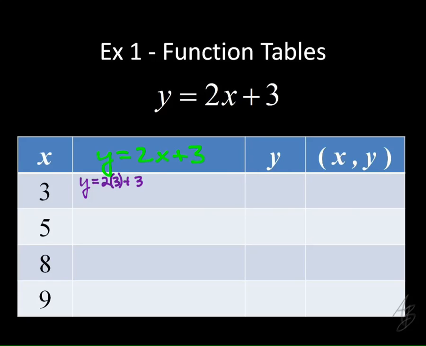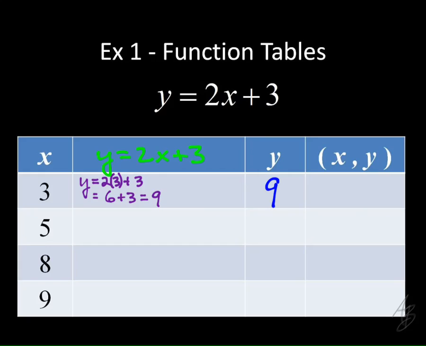And then what we need to do here is just figure out what 2 times 3 plus 3 is. So what is 2 times 3? That's 6. I'm going to write it underneath. 6 plus 3, and that's going to be what? 9. So when x is 3, what does y equal? 9. So I'm going to put that in this box, because we got 9 for y.